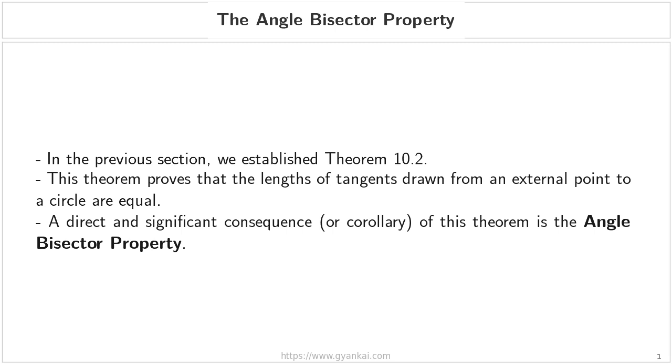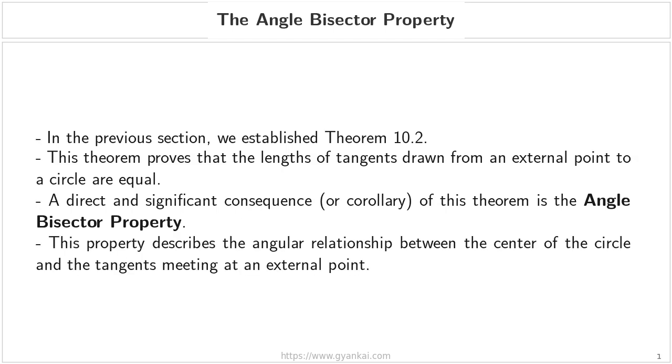Now, today, we're going to look at a very important and direct consequence of that theorem, which we call a corollary. This is known as the angle bisector property. Essentially, this property is going to show us a specific angular relationship between the center of the circle and the two tangents that meet at that external point. By the end of this session, you'll see how the geometry of the tangents and the center of the circle are perfectly linked.